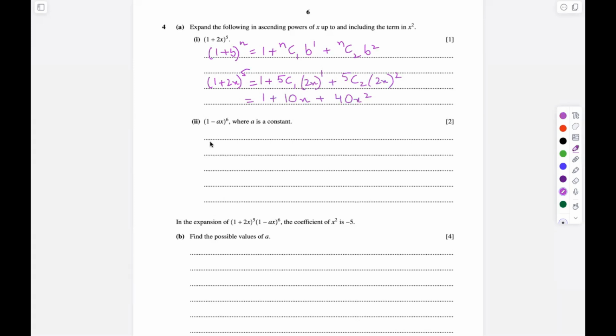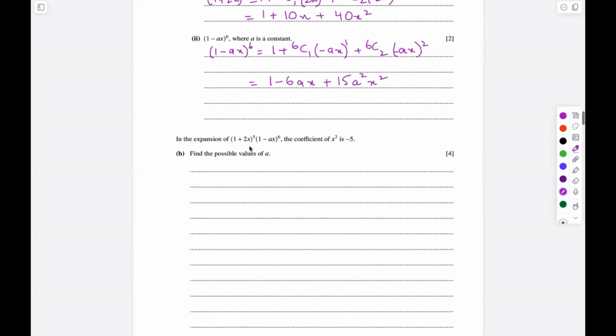In part 2, we have to expand 1 minus ax to the power 6. So for this expression, this will be 1 plus 6C1 into minus ax to the power 1, plus 6C2 into minus ax to the power 2. 6C1 is 6, so this will become 1 minus 6ax. 6C2 will become 15. So this will be plus, as the negative sign will cancel out. So we'll get plus 15a squared x squared.